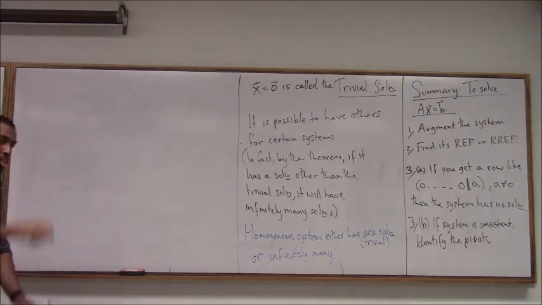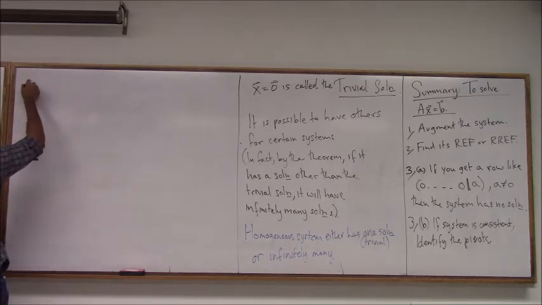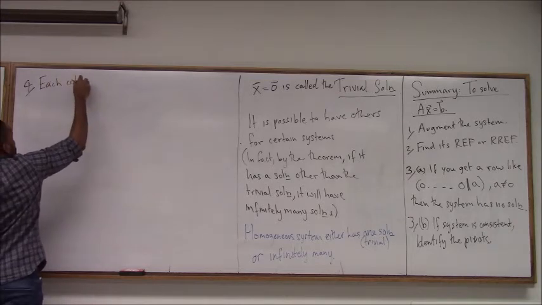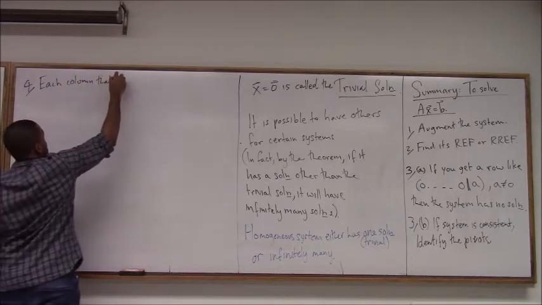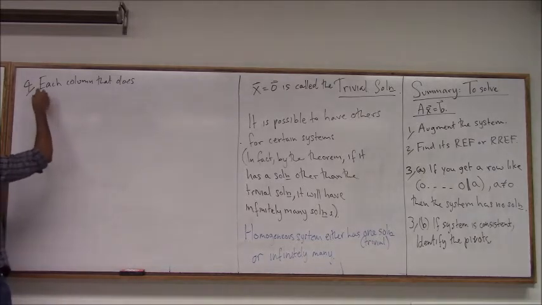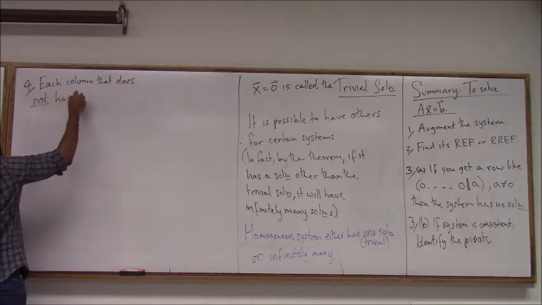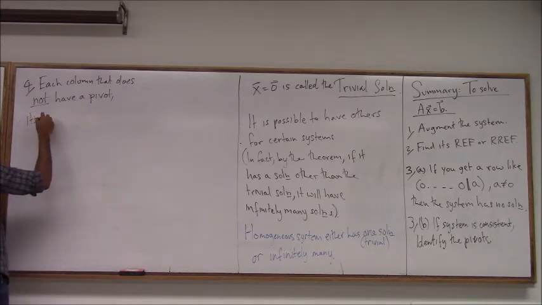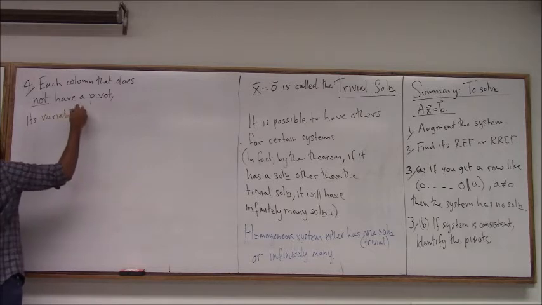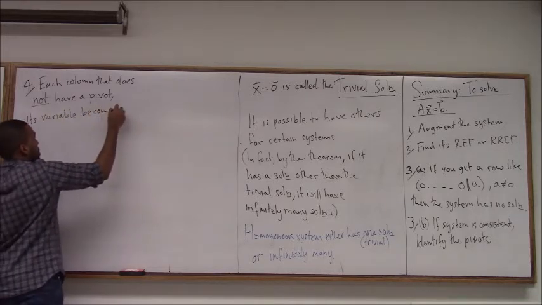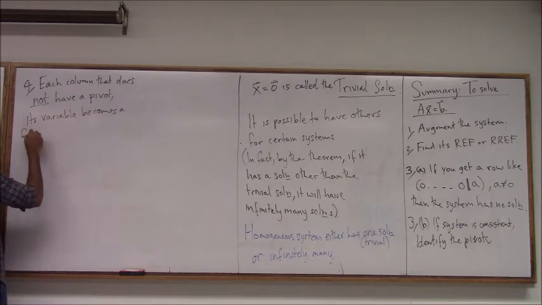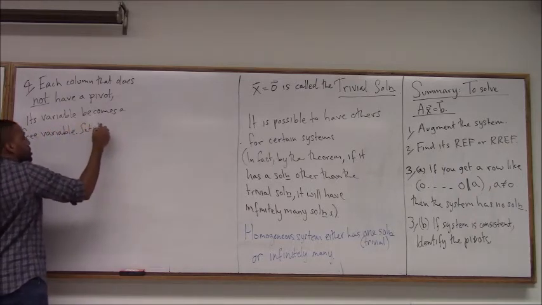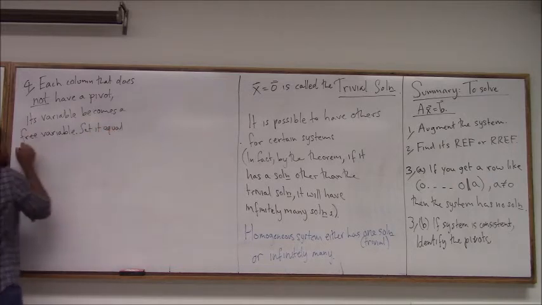You can draw a little circle around them, just to make them stand out. For each column that does not have a pivot, its variable becomes a free variable. Set it equal to a parameter.